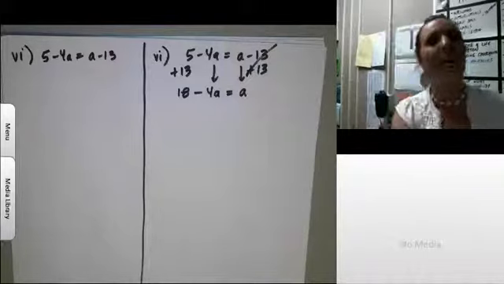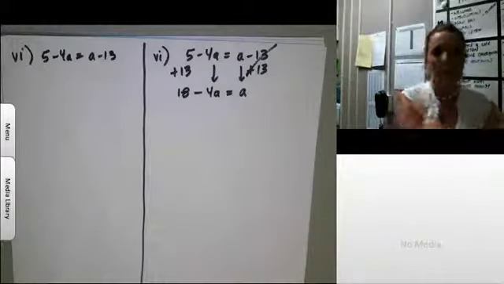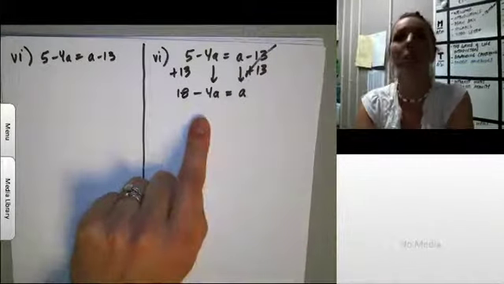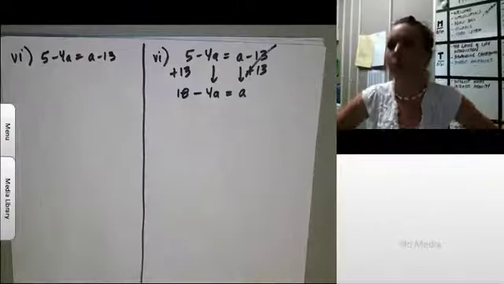If the goal is to get all of the a's on one side and all of the non-a's on the other side, we have 2 a's here and they're on opposite sides. So how would we get one of them to the opposite side? What would we do? Jessica?